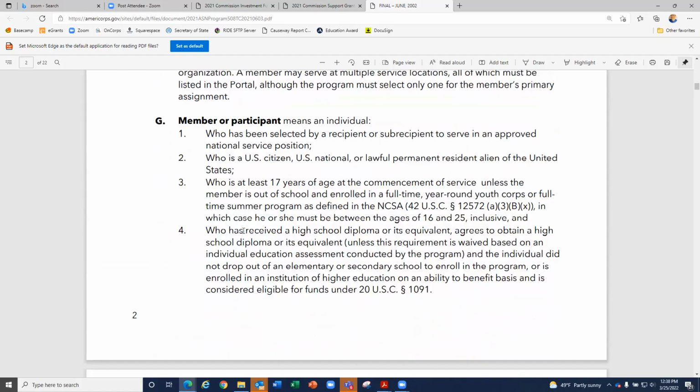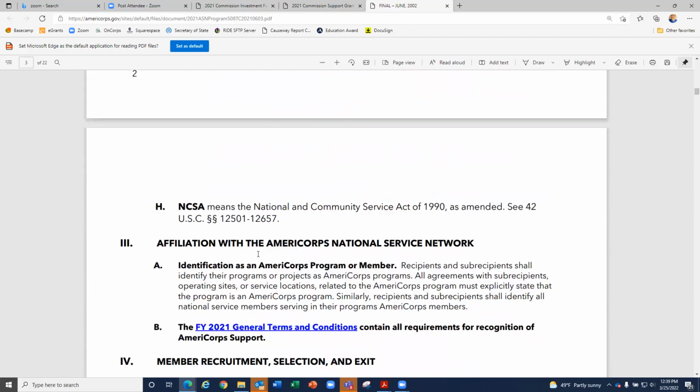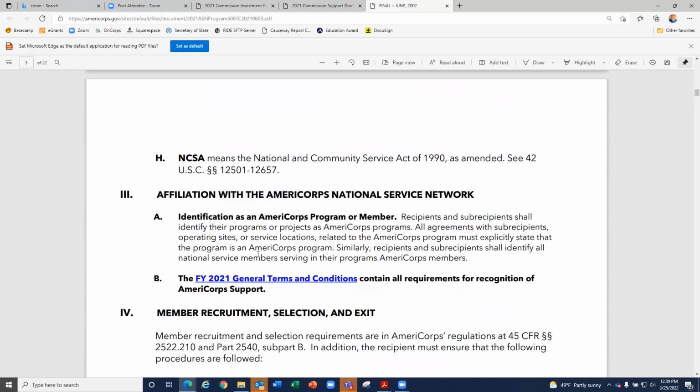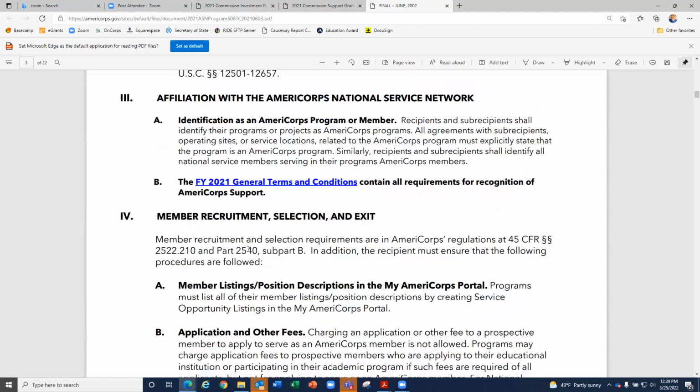For example, we've provided information in the RFP about who is eligible to serve in Americorps. The reason why we know that is because it's in this document, the terms and conditions, that they must be a US citizen or lawful permanent resident. They must be 17 years of age at the commencement of service. They must have a high school diploma or be working on one.